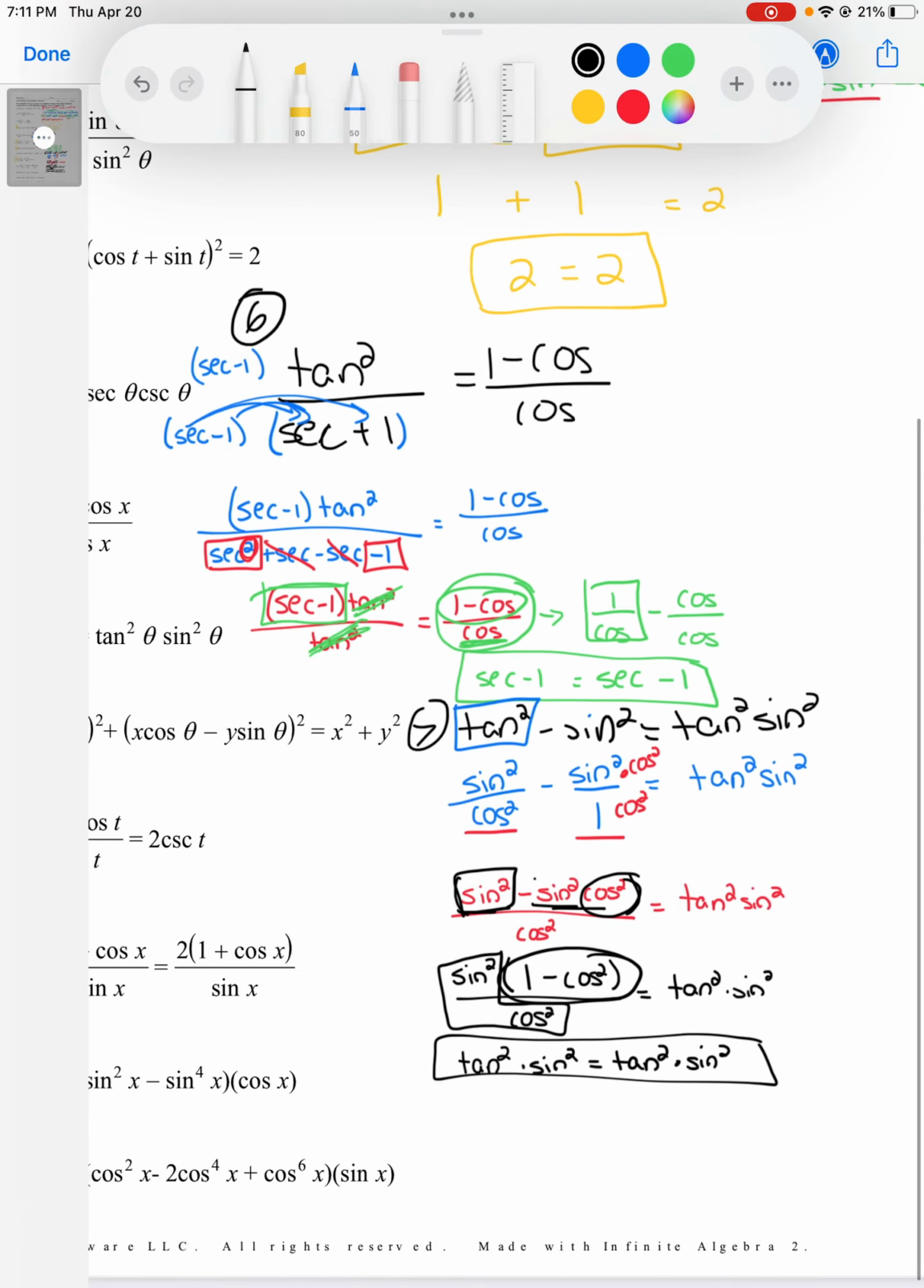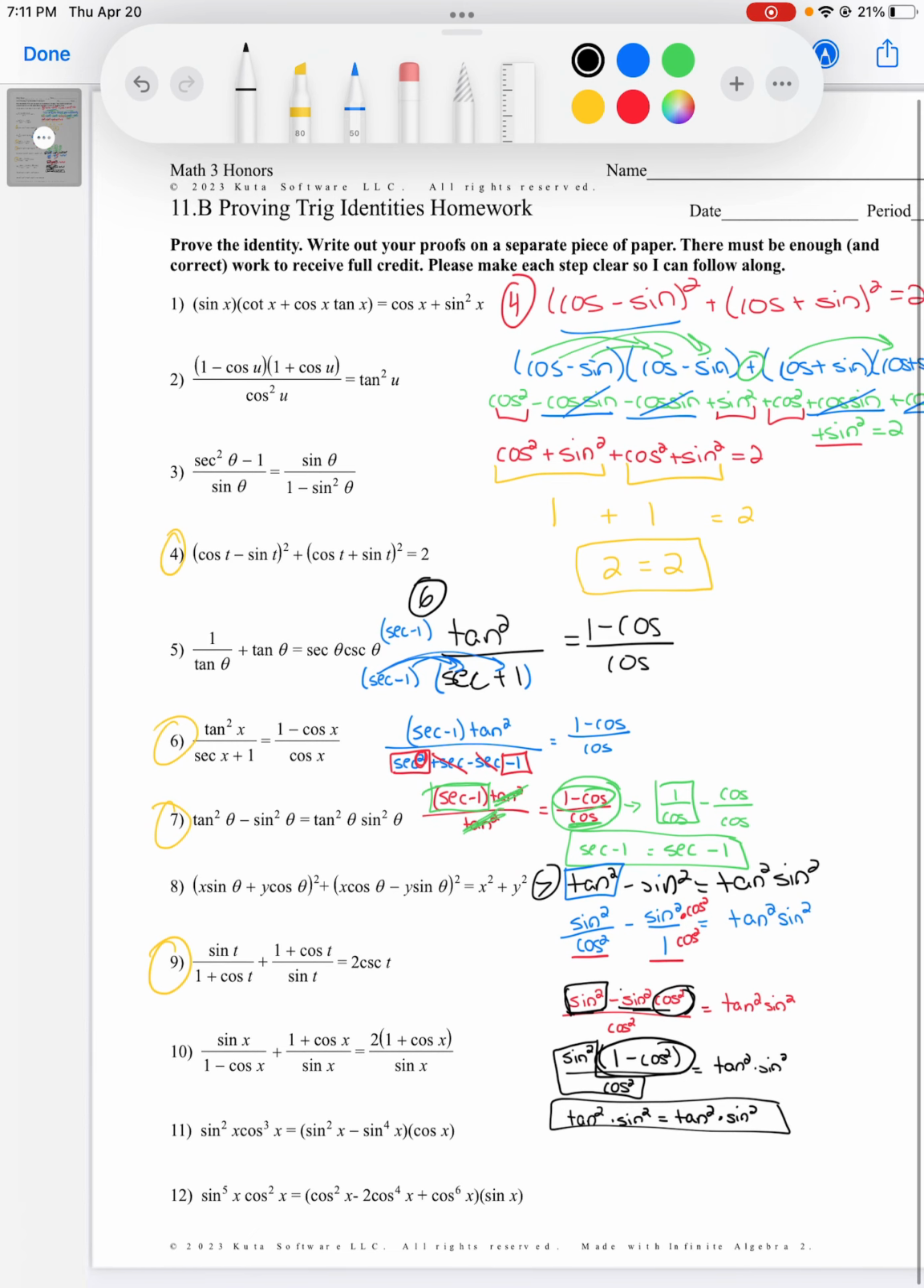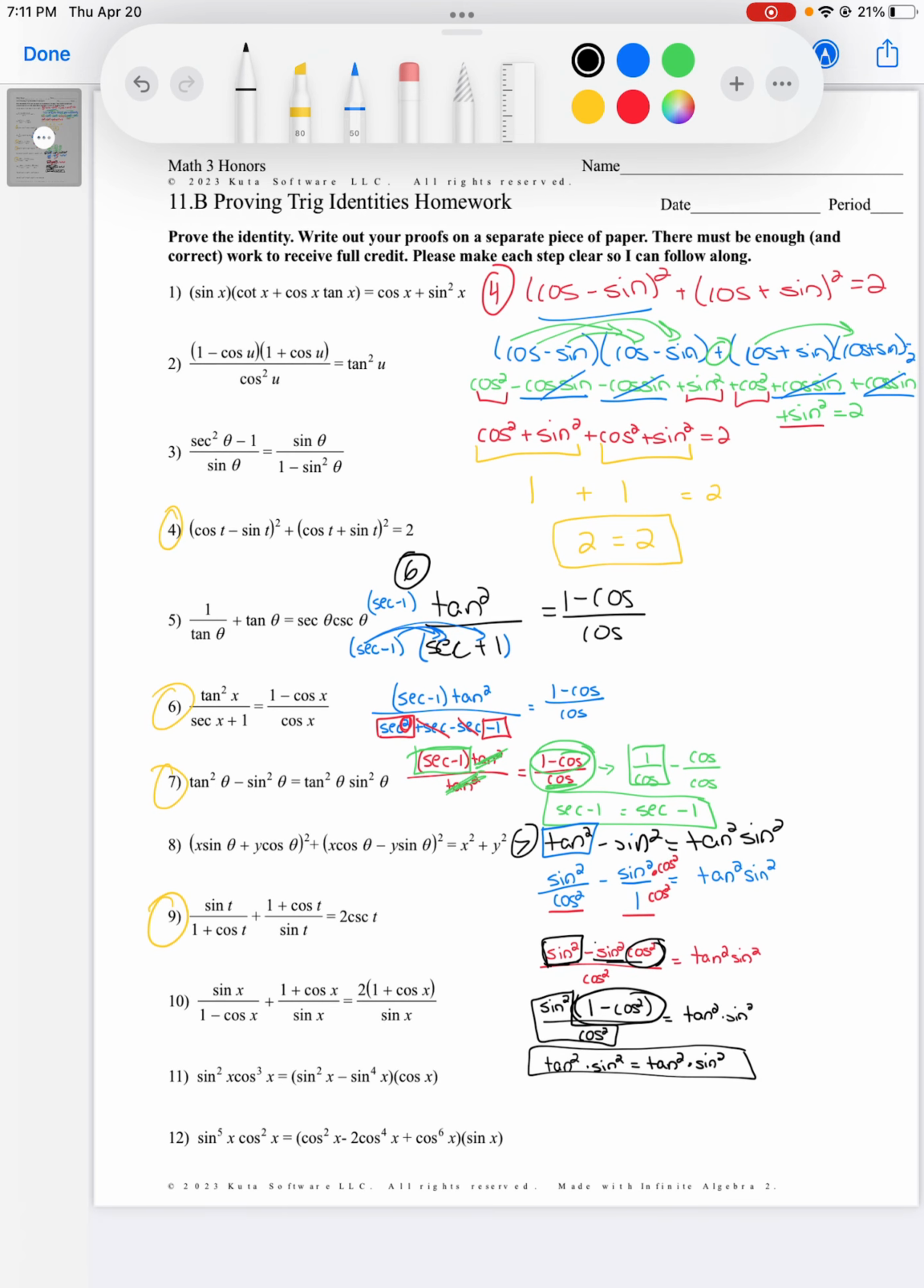Okay, last one. I'm running out of room, so I'm gonna just erase question 4. So if you need to take a picture of question 4, I'll give you a second. But I am going to erase question 4 and write question 9 up there. Okay. Question 9.